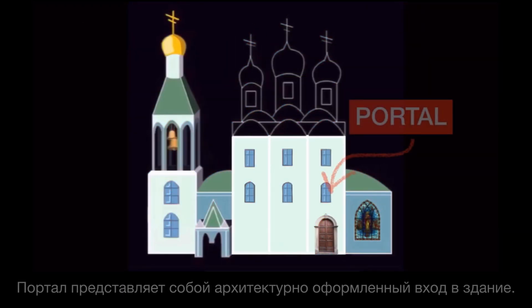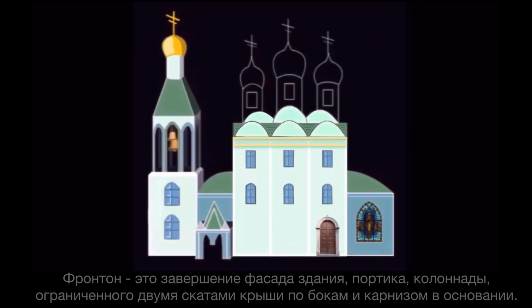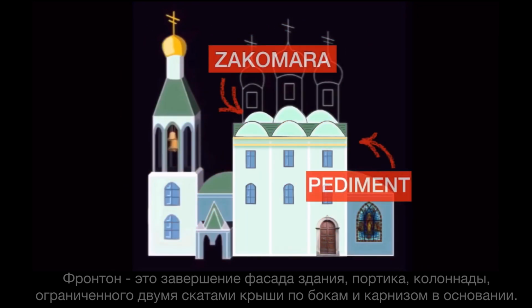The portal is the architecturally designed entrance to the building. Pediment is the completion of the facade of the building, portico, or colonnade, bounded by two roof slopes on the sides and a cornice at the base.